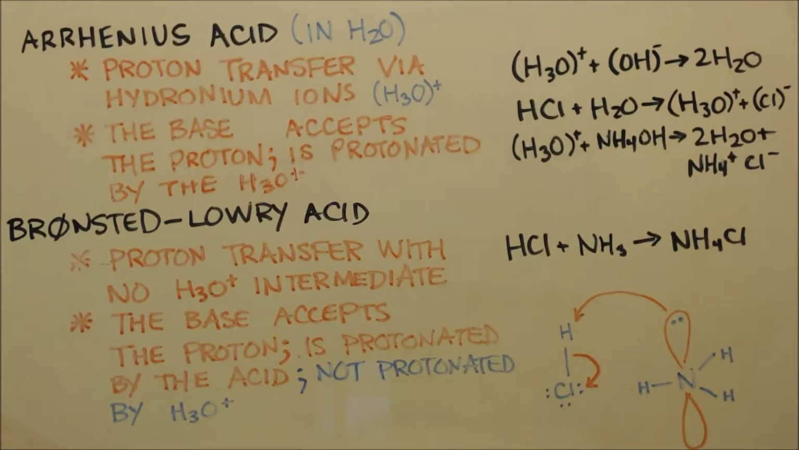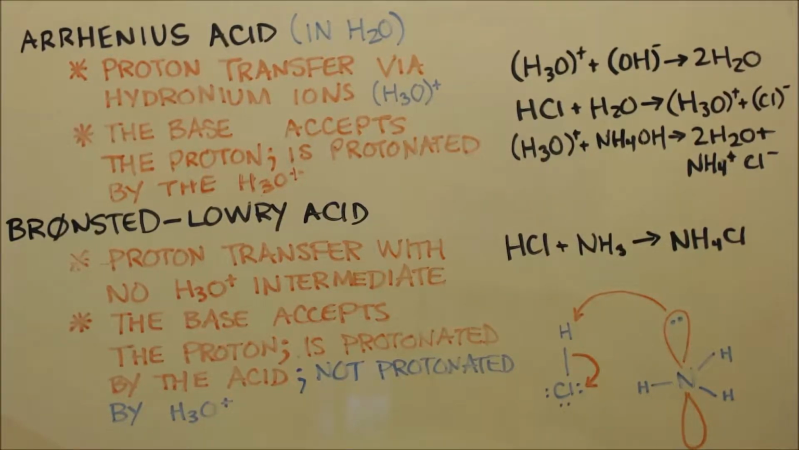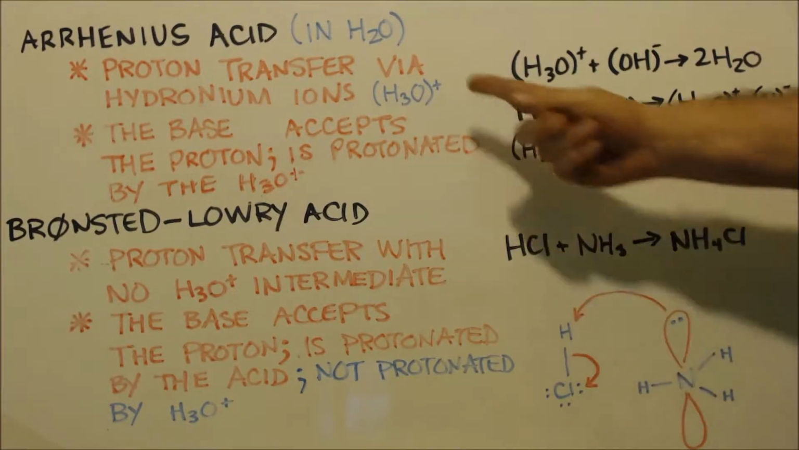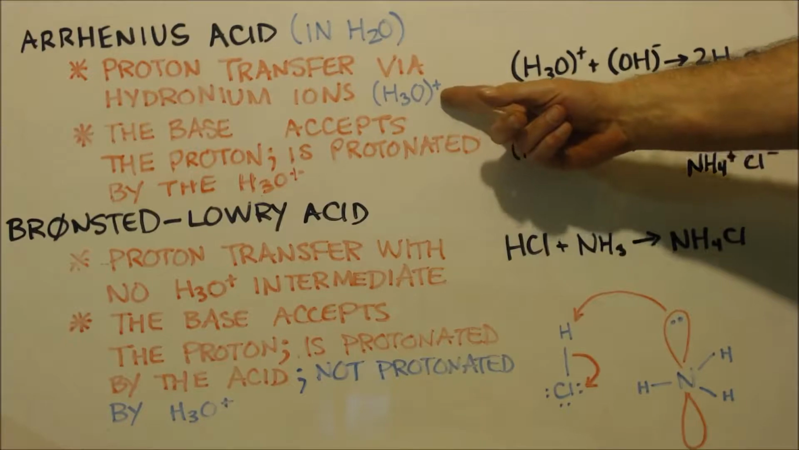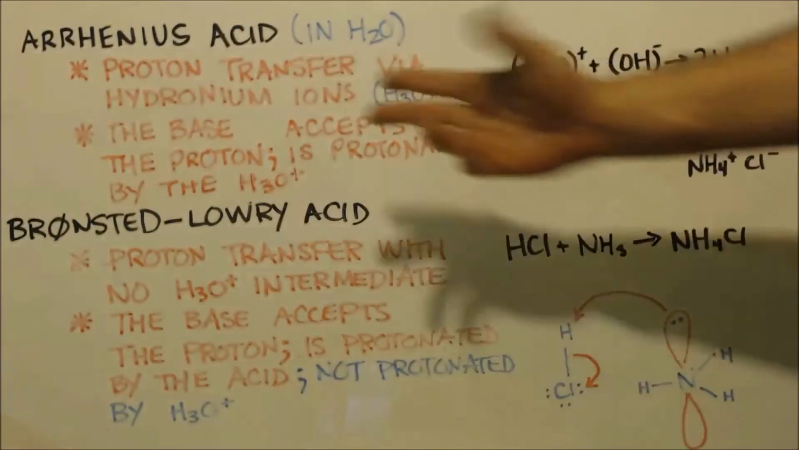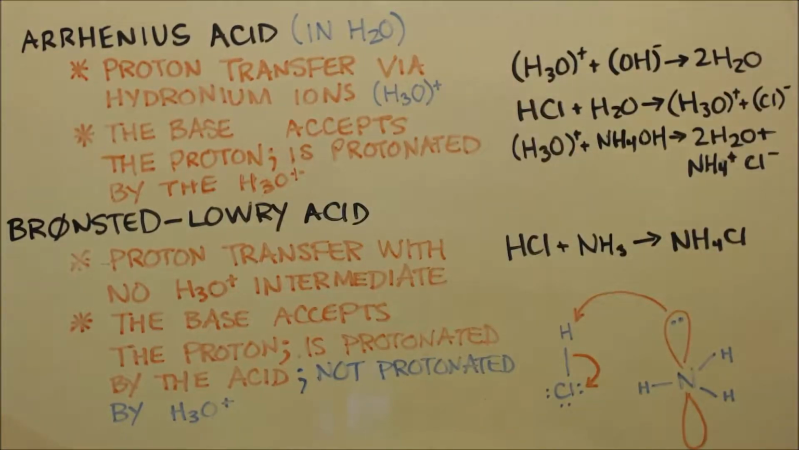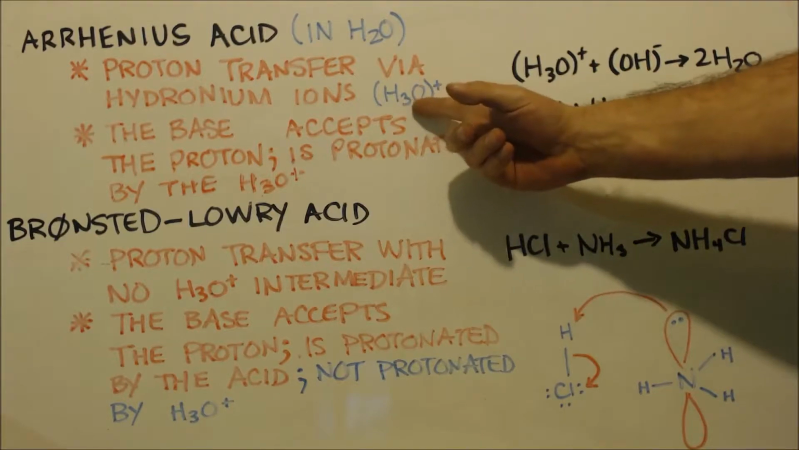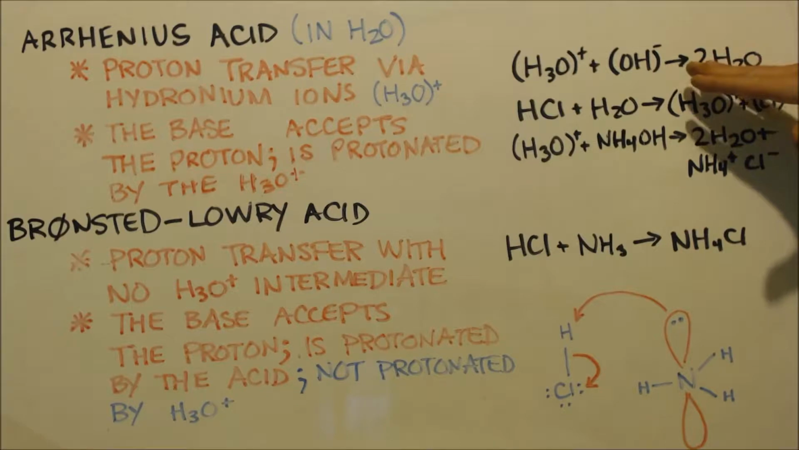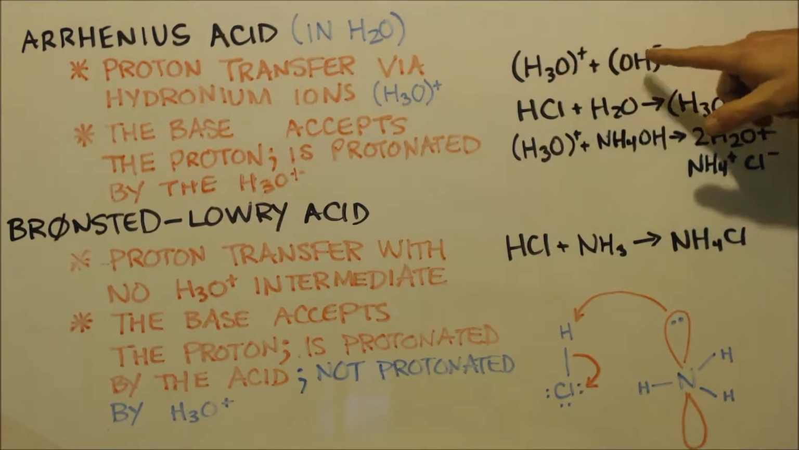So if you put in something that has loose protons, like hydrochloric acid or sulfuric acid, those protons will jump onto the water molecules and make hydronium ions, H3O+. So it's basically a proton transfer via hydronium ions. The base accepts the protons, or is protonated by the hydronium ion.